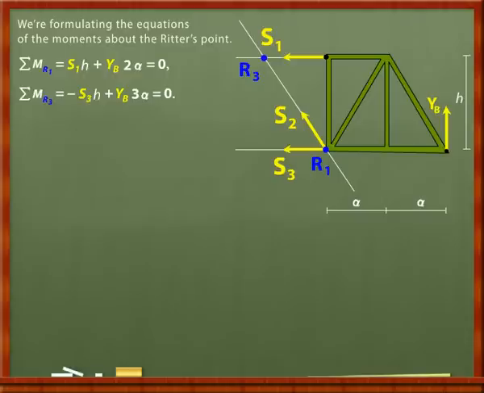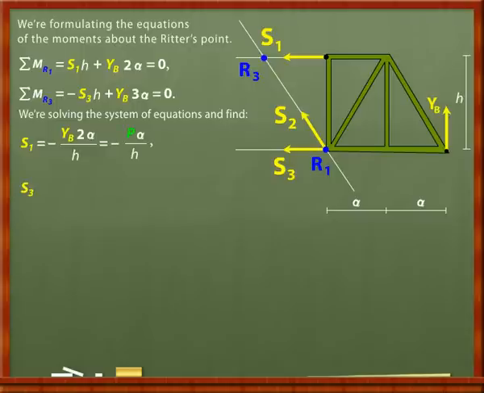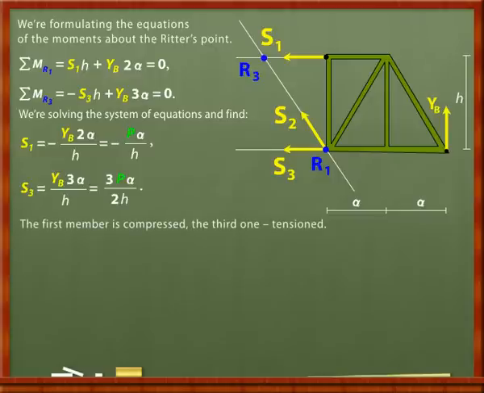It is significant that one enter into the equation of stress one by one, thus likely error in one stress does not affect on the other ones. We're solving the system of equations and find S1 equals negative YB multiplied by 2A divided by H equals negative P multiplied by A divided by H. S3 equals YB multiplied by 3A divided by H equals 3P multiplied by A divided by 2H. The first member is being compressed, the third one tensioned.